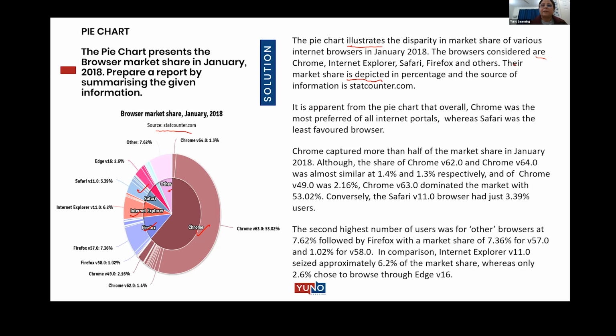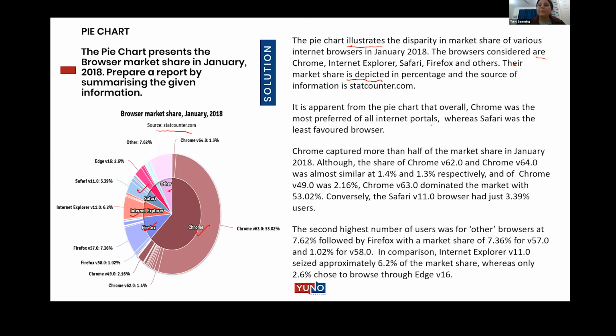So that overall, now, suppose my word limit goes beyond 200. I can easily reduce the number of words. What will I do then? It is apparent from the pie chart that, I can remove these words. I can do without them also, overall, and I can start the paragraph with that.